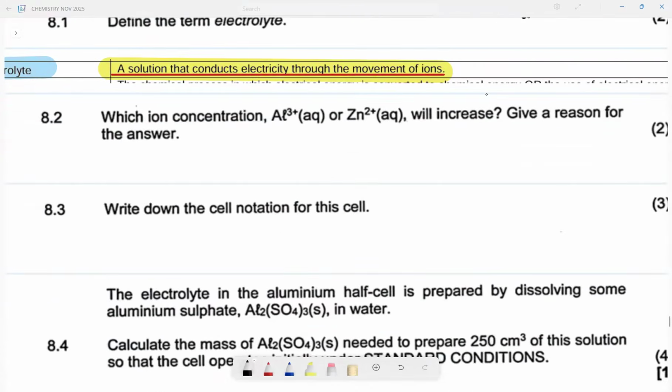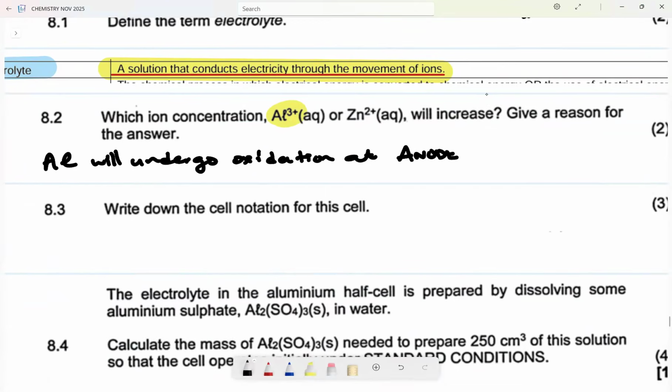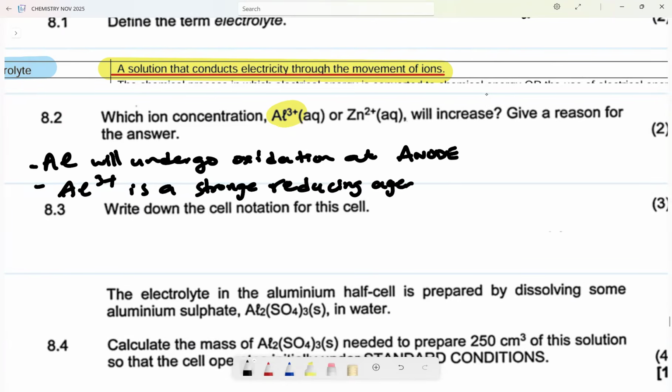So the question was, which ions will increase, Al3+? So this one. Why? You can say Al will undergo oxidation at the anode. Yes, Al will undergo oxidation at the anode, or you can say Al is a stronger reducing agent than Zn. If you're a stronger reducing agent, it means you're going to cause the other one to undergo reduction, whereas when you go, what? Oxidation. Okay.